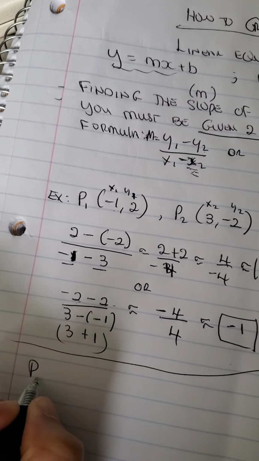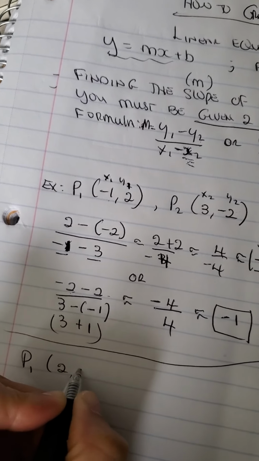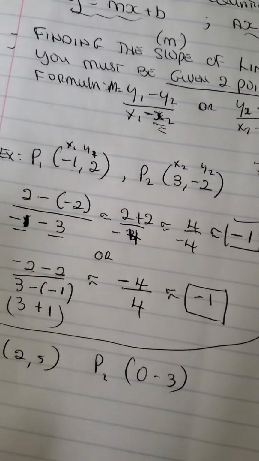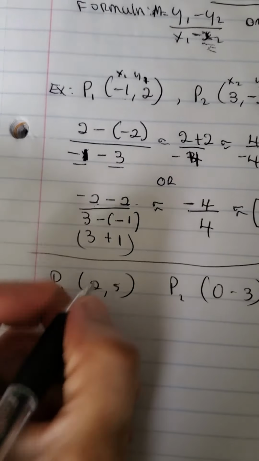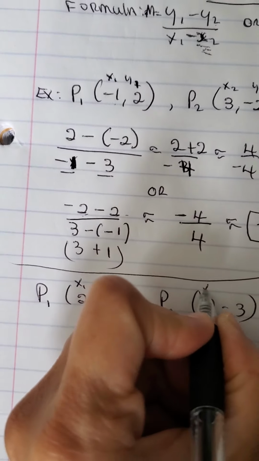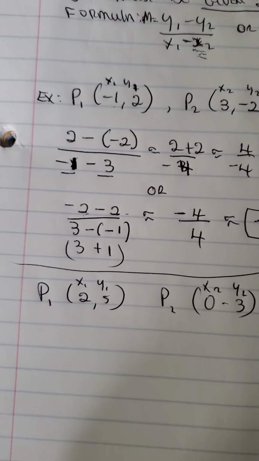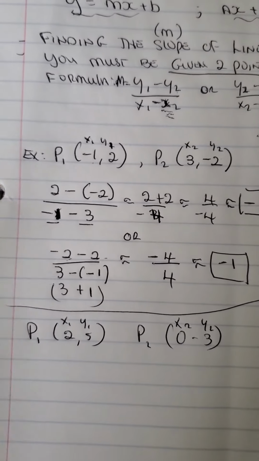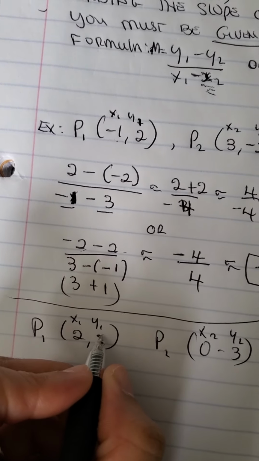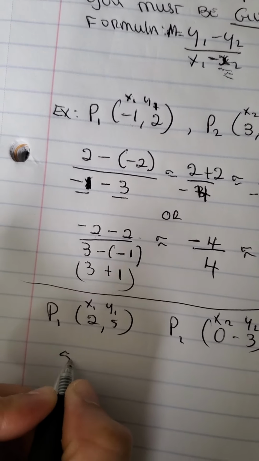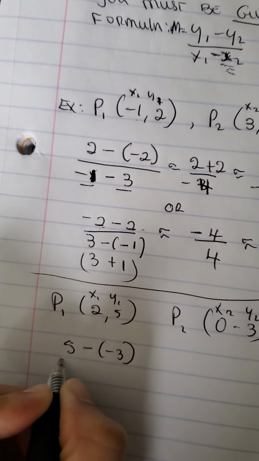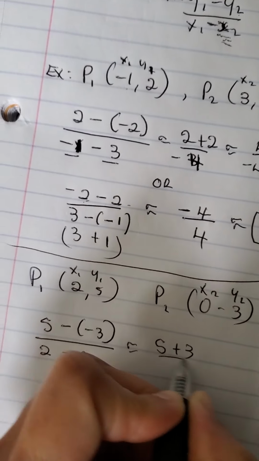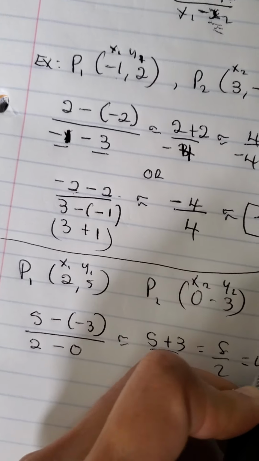So let's say I have 2 points, 2, 5, and I have another point, 0, negative 3. Okay, so I'll label my points, and I'll use any formula. By default, I always use the first formula, not by any particular rule. So I'm going to find the difference between y1 and y2. So that's 5 minus negative 3 over 2 minus 0. That's 5 plus 3 over 2. That's 8 over 2, which is 4.